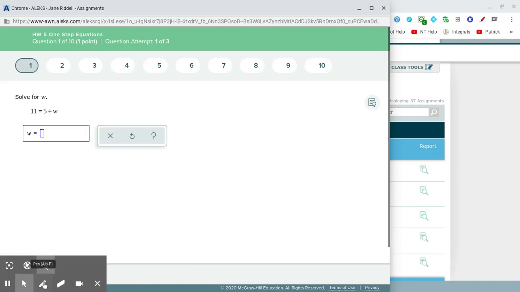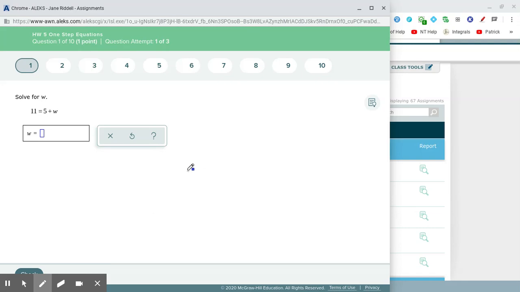So you're probably going to be thinking, oh, I can do most of these in my head. And you probably can do most of these in your head. For example, here's my first problem. It says 11 equals 5 plus w. So what this equation is saying, first of all, it is an equation because it has an equal sign. It's saying this value on the left-hand side is equal, so it has to be the same as the value on the right-hand side.